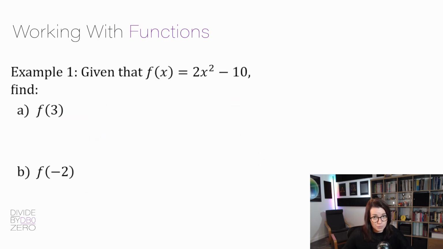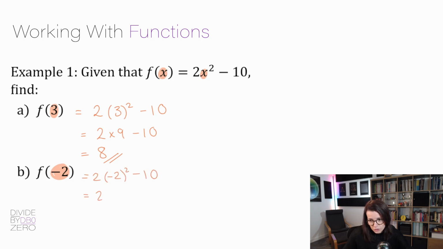Let's have a look at another example. In this example, f of x is 2x squared take away 10, and we want to find f of 3. The 3 inside the brackets there tells us that 3 is the input. So wherever we see an x in the function, we're going to want to replace that with a 3. So in this case, that will be 2 times 3 squared minus 10, which is 2 times 9 minus 10, which gives 8. For part B, it's really similar, except now the input is minus 2. So that will be 2 times minus 2 squared, take away 10. 2 times 4, take away 10, which is negative 2.